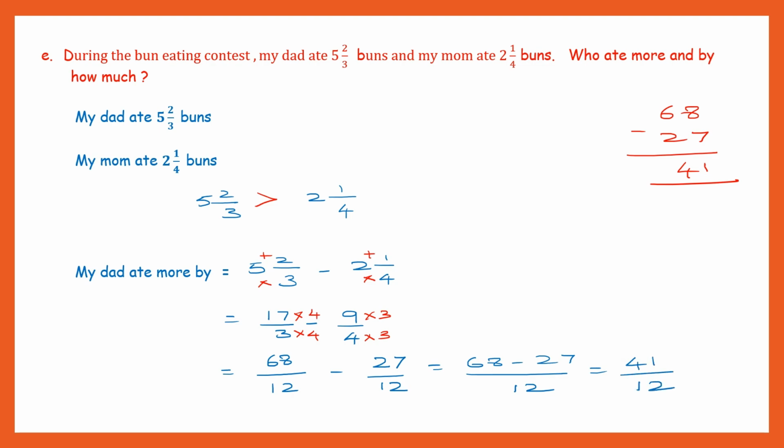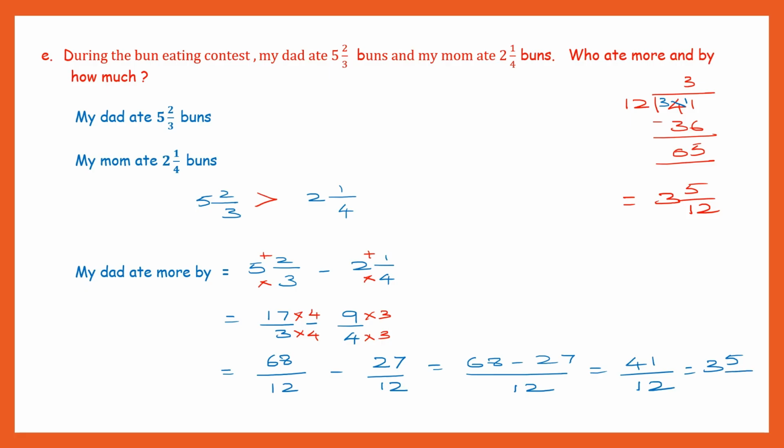Now let's convert this to a mixed number. So 41 divided by 12, we need to say the tables of 12, get a number close to 41. 12 threes are 36. Now let's subtract here. We can subtract by borrowing from here. So this becomes 11. 11 minus 6 is 5 and this is 0. So what is our mixed number here? 3, 5 by 12. So this is our answer. My dad ate more by 3, 5 by 12. So this is our answer.